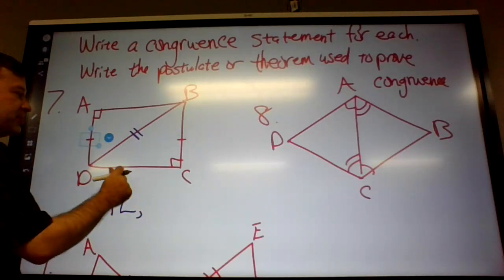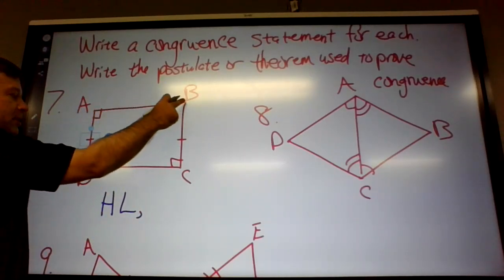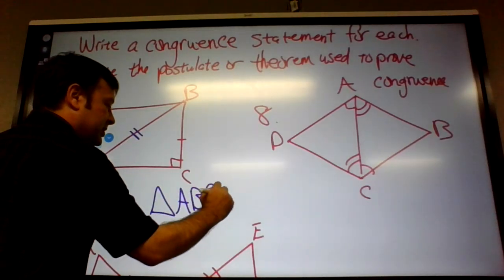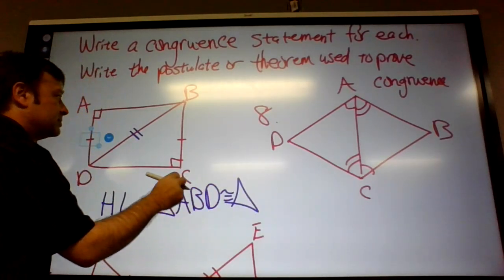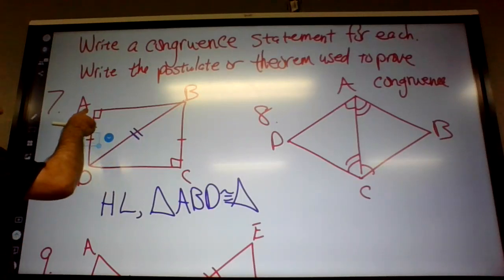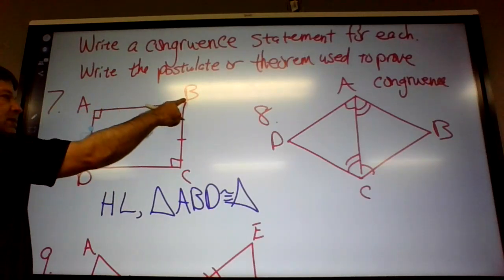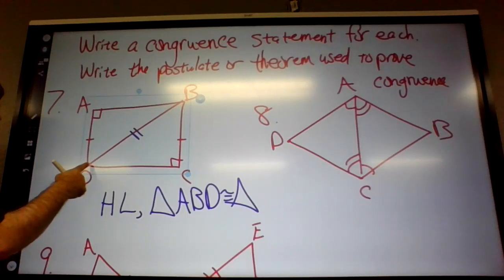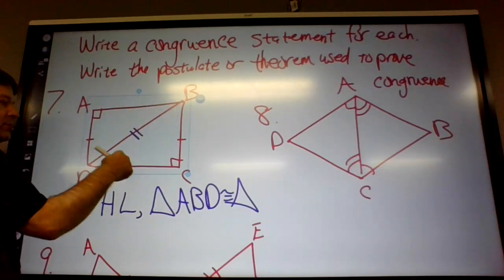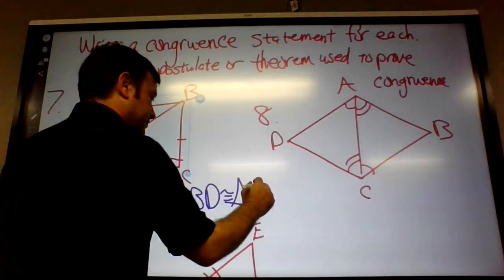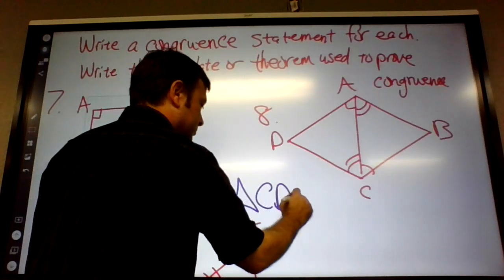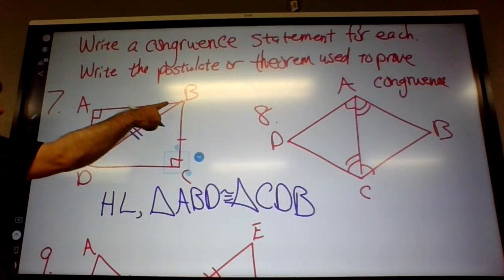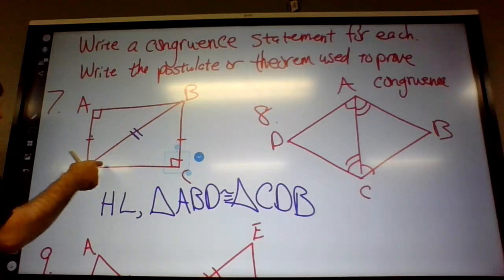So hypotenuse-leg: the hypotenuse is the shared side in the middle, the leg is the other side. Okay, and then we're supposed to write a triangle congruence. So if I say triangle ABD, that would be congruent to triangle what? AB is like CD, right? ABD would be CDB. A is the right angle, that matches C. B is the other angle over here, that matches D over here.